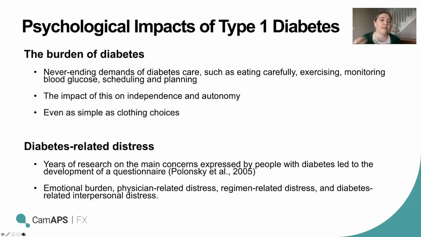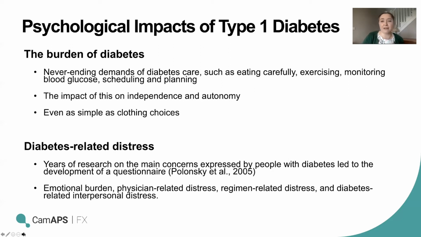And then the impact of this on independence and autonomy, and teenagers in particular wanting to test the boundaries and have a bit more independence and autonomy, and parents not being comfortable letting them have that because they haven't demonstrated that they're taking the diabetes care that seriously.